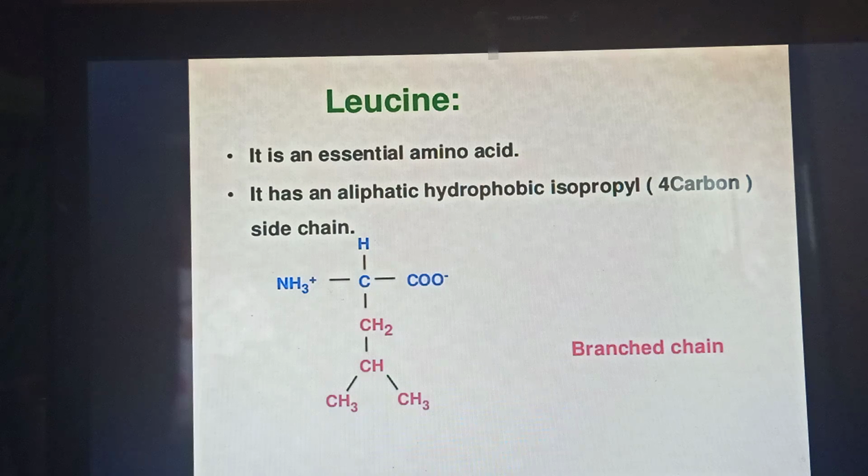Now, leucine. Leucine is an essential amino acid. The difference here is that one more CH2 is attached to the branch of valine. 4 carbon atoms are there in the side chain, and you call it leucine.